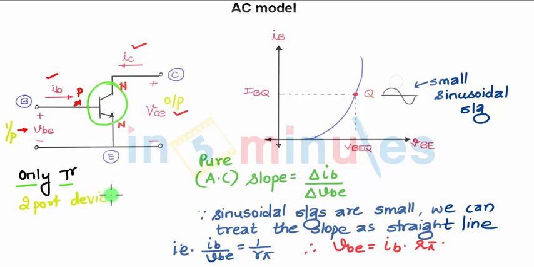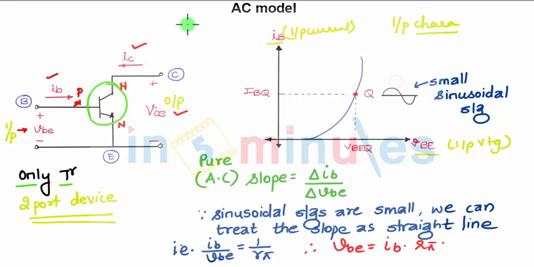So what we are going to do is convert the transistor into an AC model. That means whenever you have an AC signal, how to analyze the entire circuit. What you can see over here is VBE versus IB, that means input voltage versus input current. So which type of characteristics is it? It is nothing but the input characteristics.